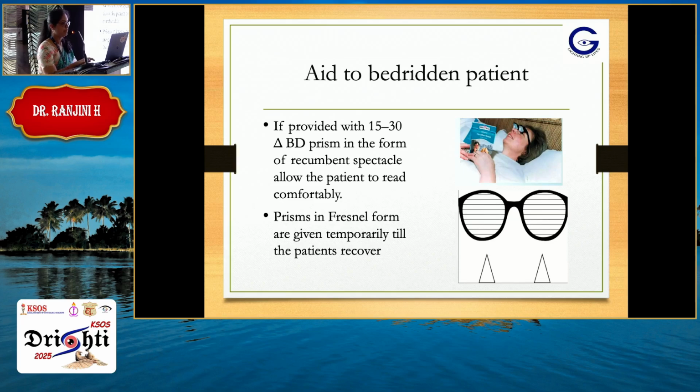Then, an aid to the bedridden patient. As we know, bedridden patients want to read, and they are always in the supine position, so they can be given spectacles through which they can read comfortably. So a base down prism can be given for them.